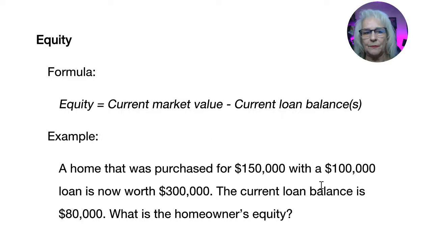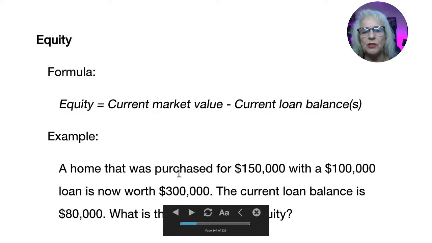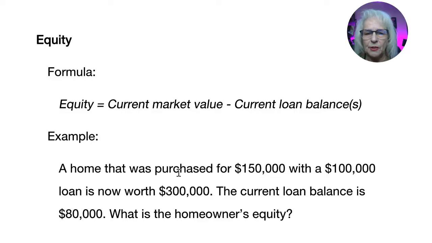We've paid down. So, an example: a home that was purchased for $150,000 with a $100,000 loan is now worth $300,000. To begin with, they already had $50,000 of equity, right? Because they put $50,000 down. So that is considered equity. And it's now worth $300,000, so it's worth twice what they purchased it for. The current loan balance is $80,000.